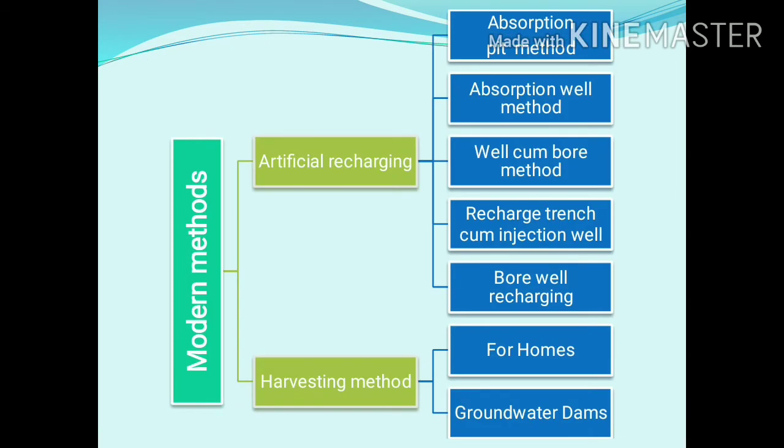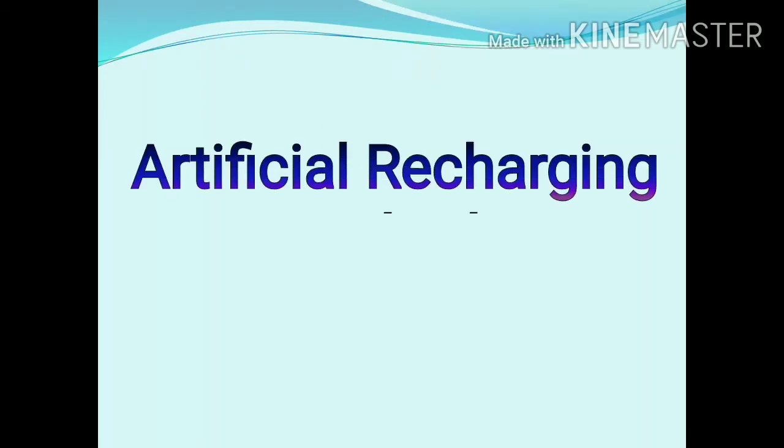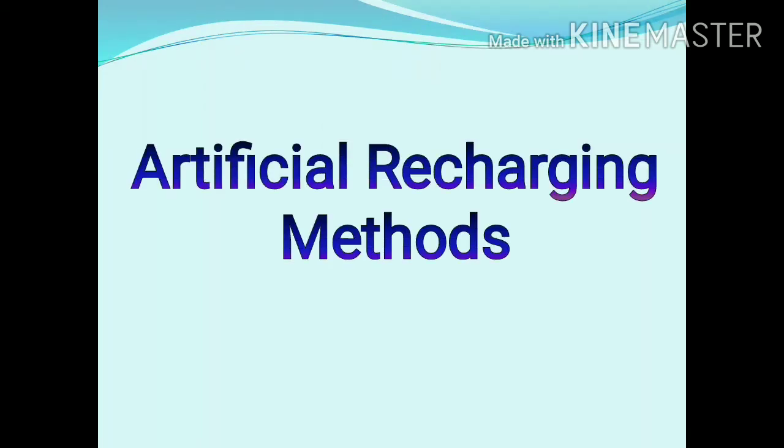Now, we will discuss modern methods of rainwater harvesting. Modern methods are divided into two parts: artificial recharging and harvesting methods. There are further subdivisions of artificial recharging, like absorption pit method, absorption well method, well cum bore method, recharge trench cum injection well, and bore well recharging. And there are two paths for harvesting methods: rainwater harvesting for homes and groundwater dams. So let's see this in detail. First, we will discuss artificial recharging methods.